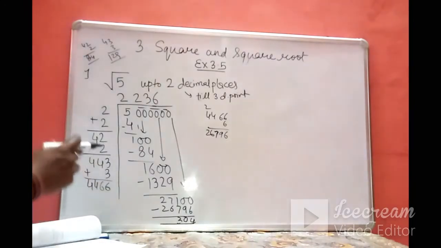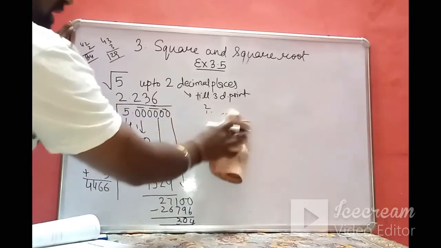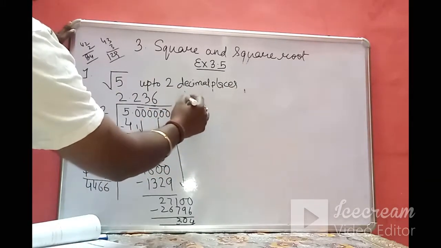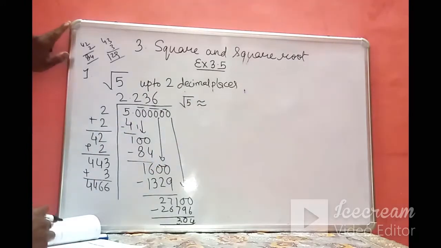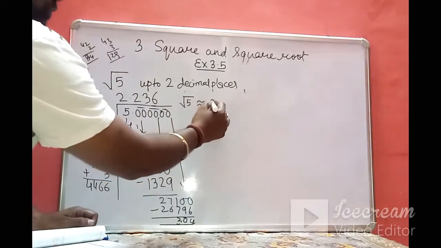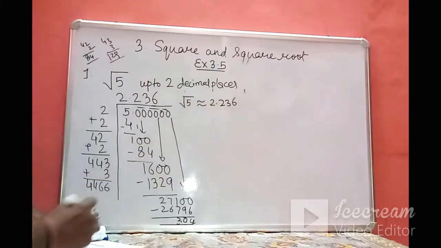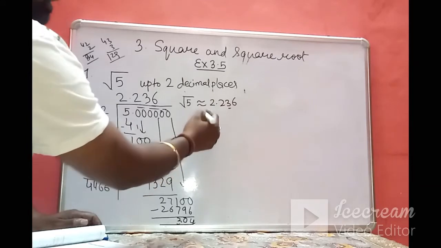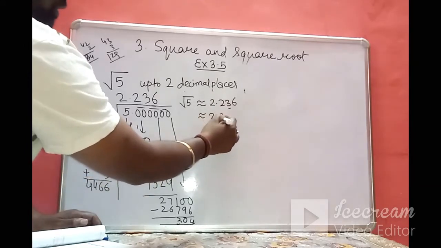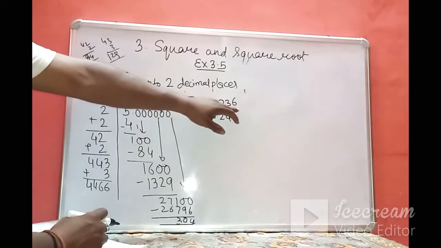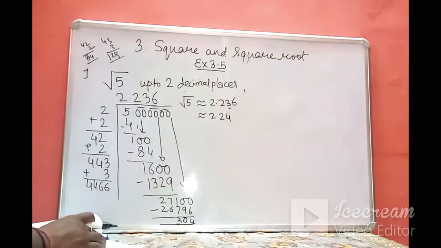So now how to write the answer? We will write the answer in this manner. I will write root 5 is approximately, this is the sign of approximately because we can never get the exact value of root 5, is 2.236. Now we want it at 2 decimal places, so we have to round it off at the third place, so it is equal to 2.24. Understood? Why 2.24? I hope you know, because 6 is after 3, so I will increase 3 by 1. So this is our value, approximately 2.24.